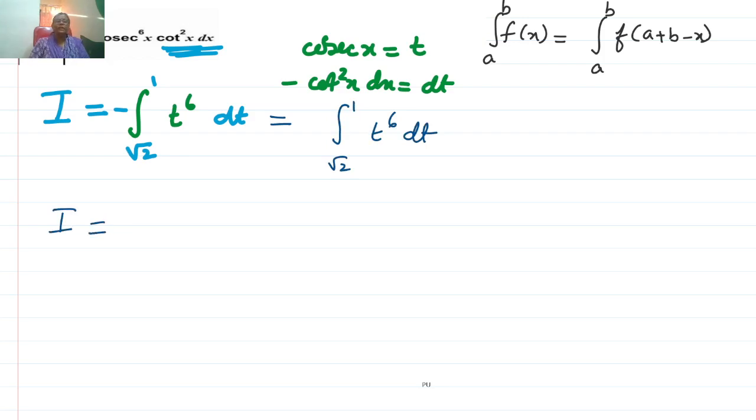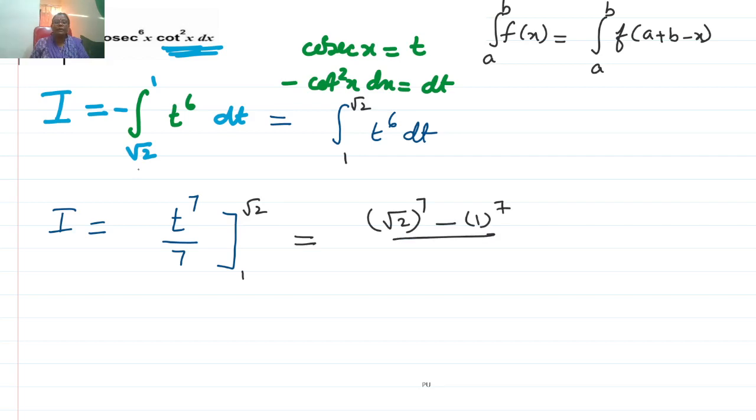So what you have to integrate is t to the index 6. The integral of t to the index 6 is t to the index 7 on 7. Sorry, I have not interchanged. Here it will be 1 and that will be root 2. Let us now apply the limits. Upper limit is root 2 to the index 7 minus lower limit 1 to the index 7, upon 7. So the maximum simplification that you can do is, you can really write it as root 2 to the index 6.